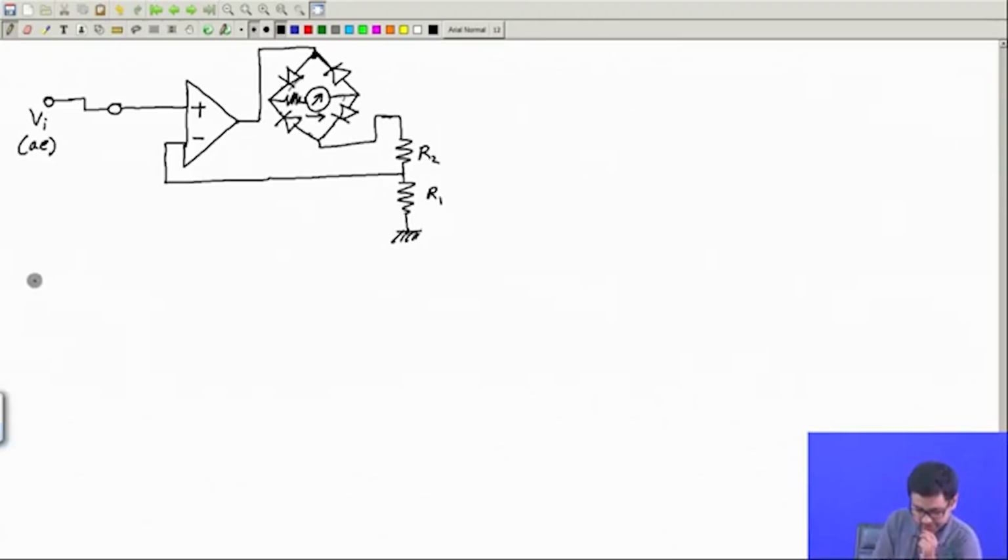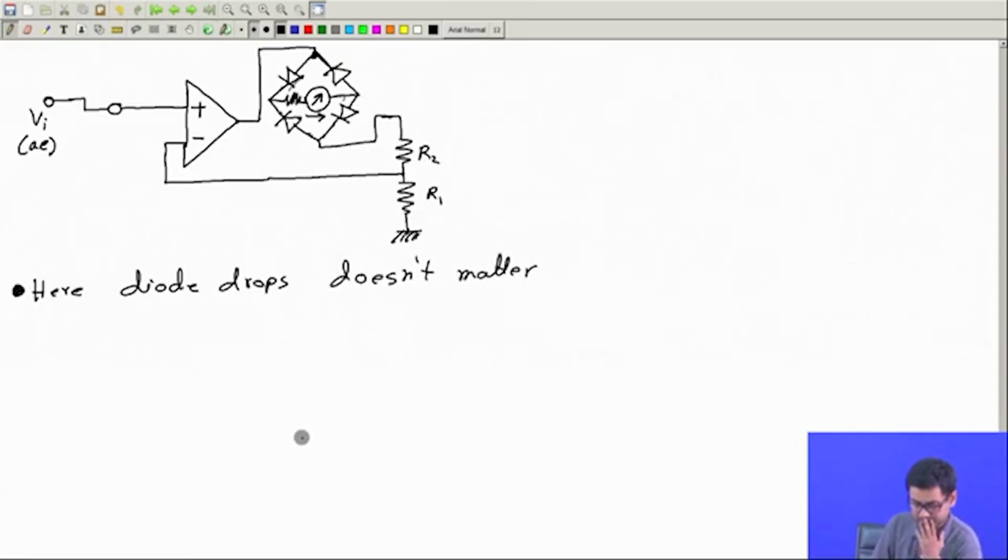Okay, so here the diode drops don't matter. So this is very important to note. And you also observe that this is actually a voltage to current converter. So this circuit is a voltage to current converter.